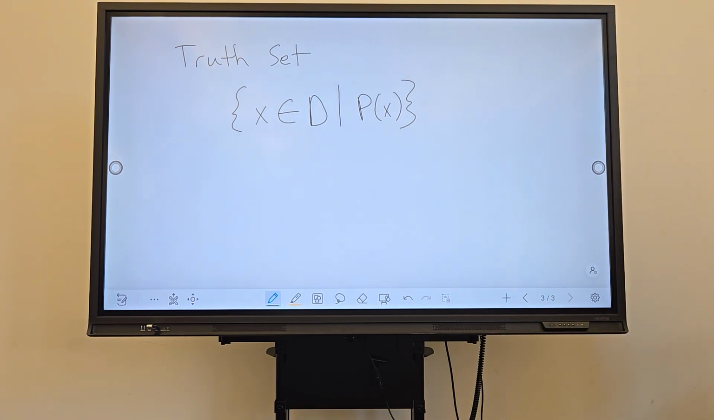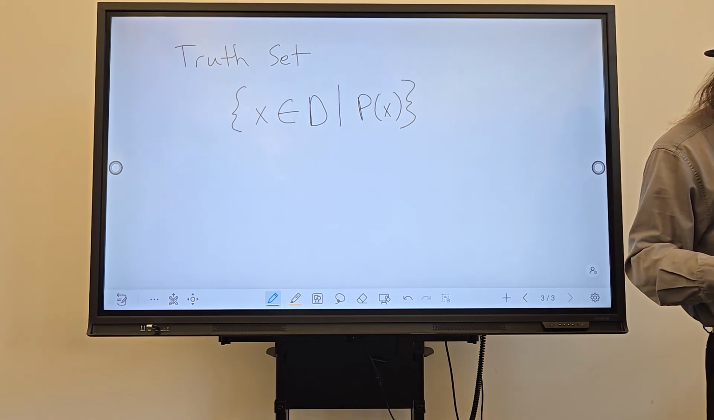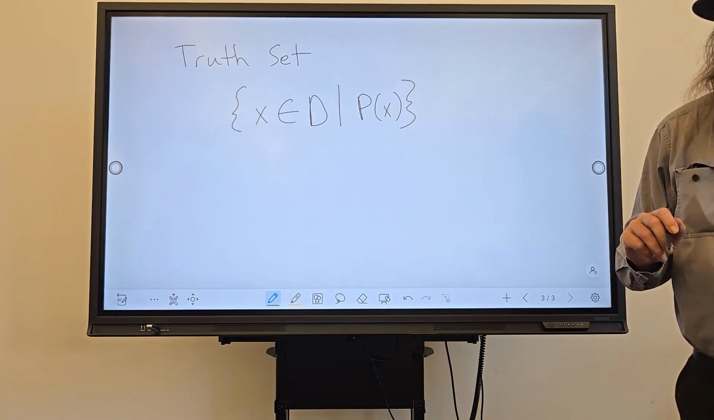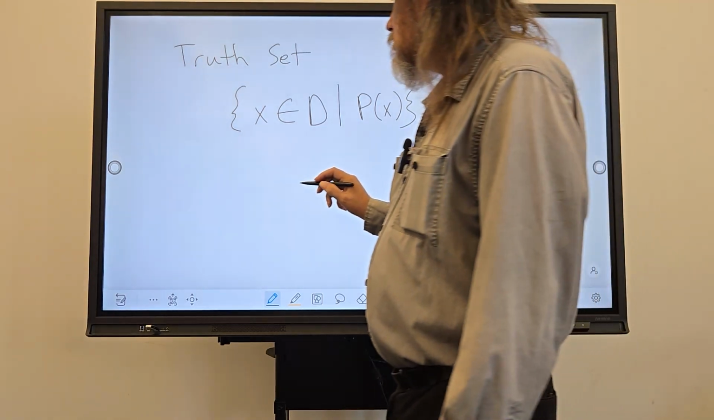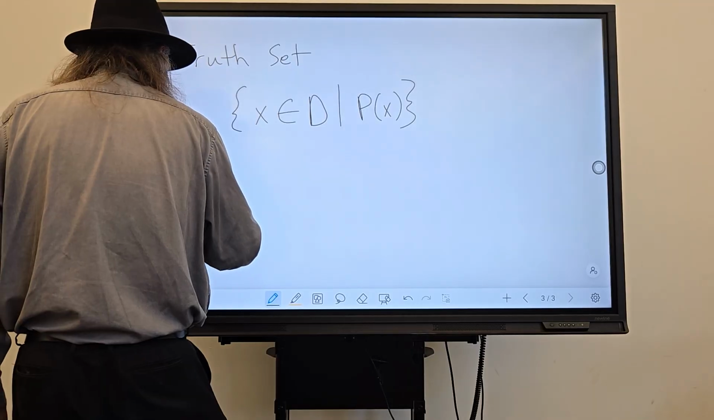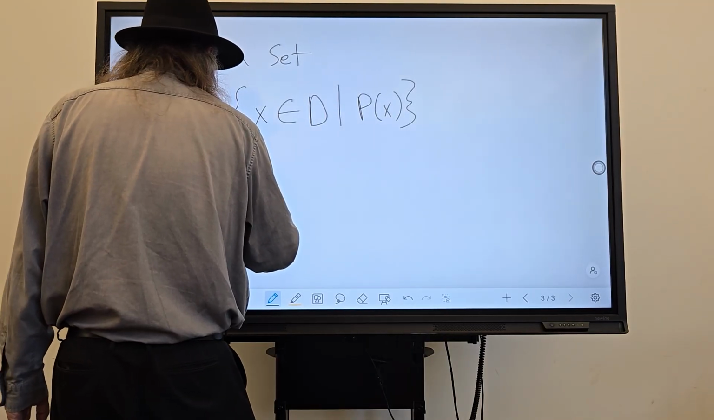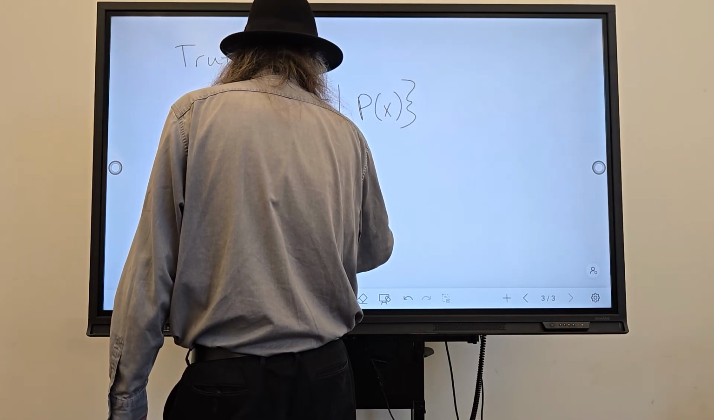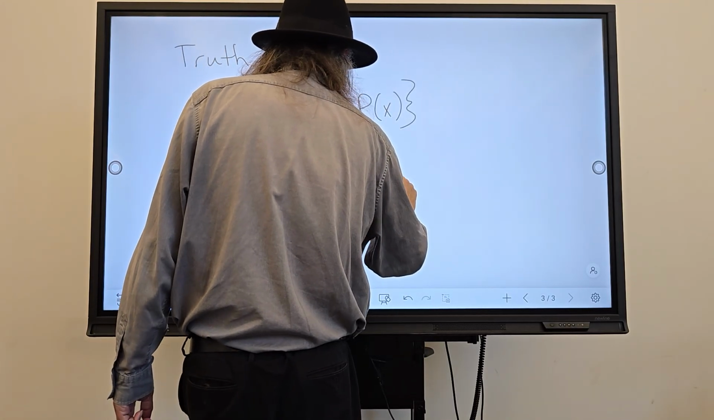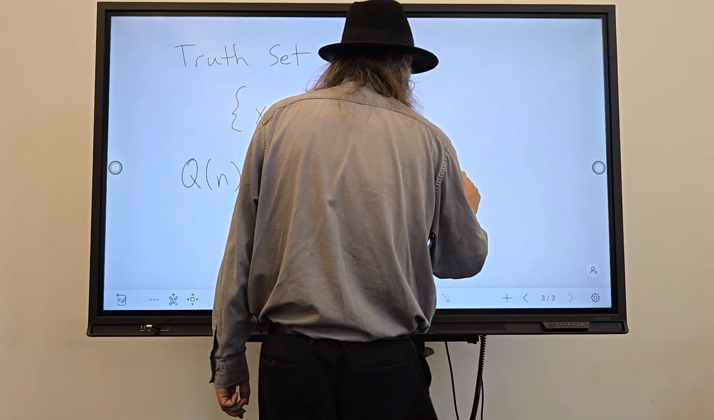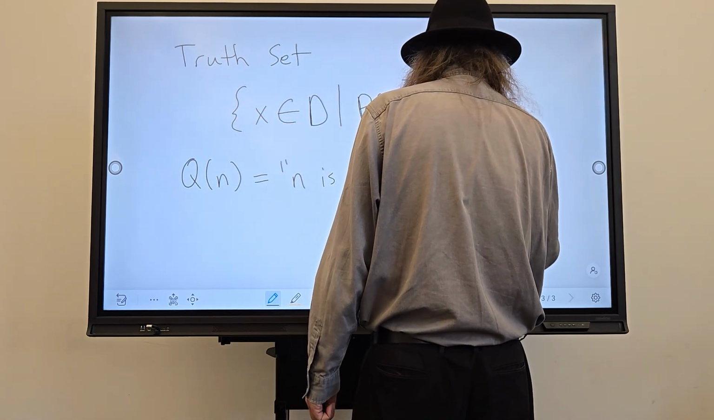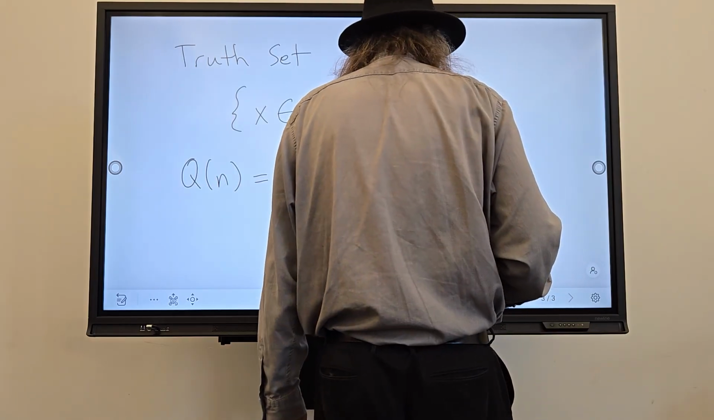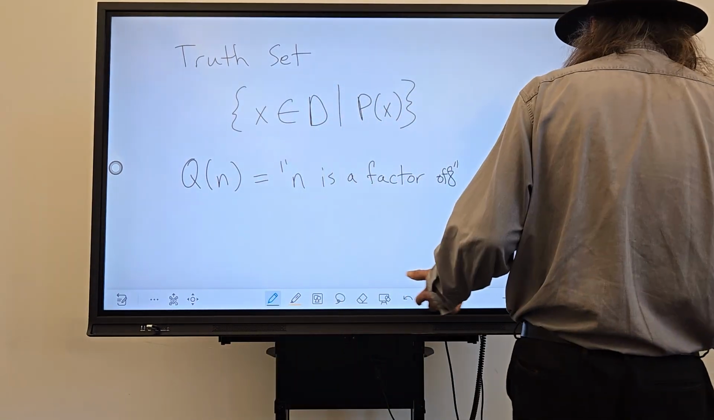So, say Q of N is the predicate, N is a factor of 8. All right. The domain is Z.